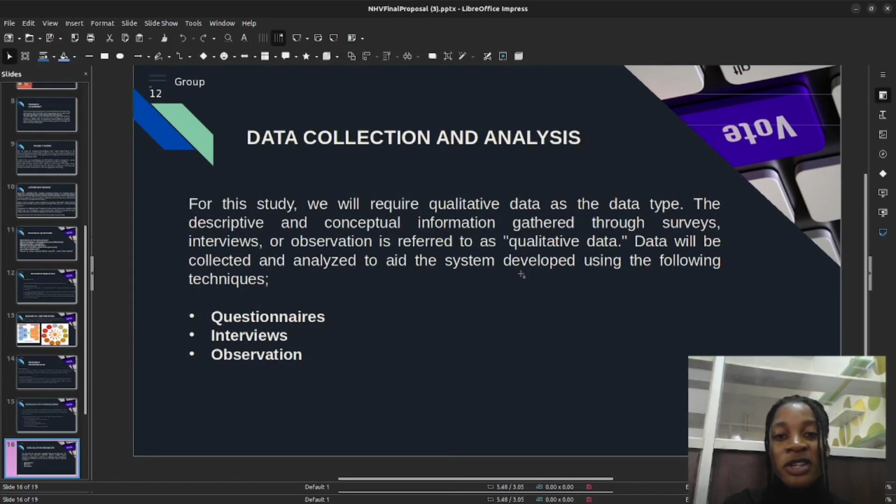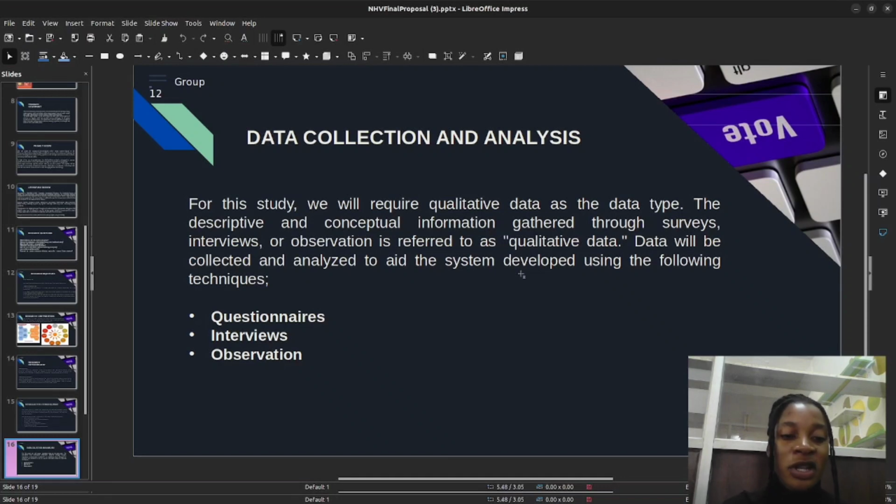So the data collection analysis. Here we are going to require qualitative data as our data type. By qualitative data, we mean the data that can be represented in terms of, how should I say it? We shall use interviews, surveys, observational methods to collect this qualitative data. It is one that cannot be represented in terms of figures.